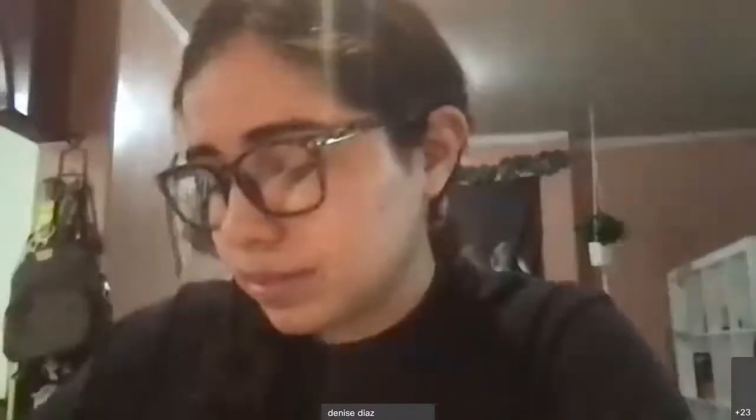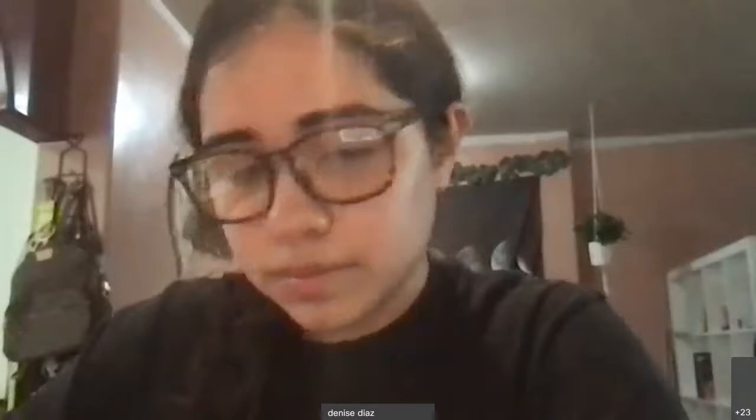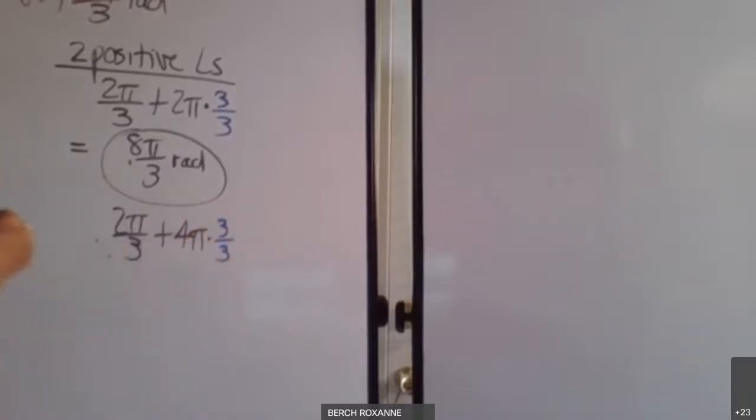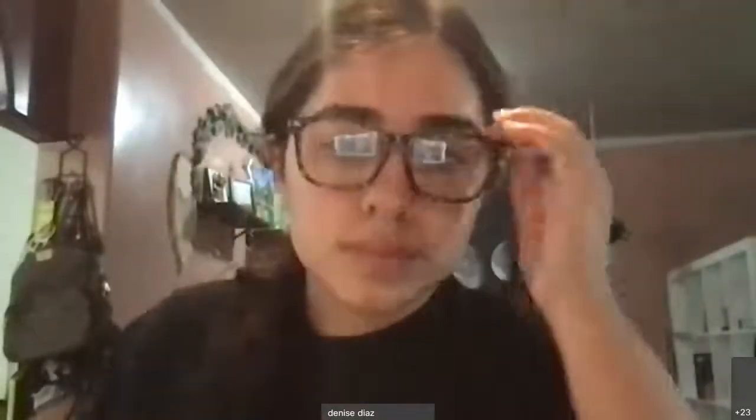So how would you find another positive coterminal angle? Add 4 pi. So how would you get the common denominator? Multiply by what? 2 over 3. So isn't this 2 pi plus 12 pi, which would equal 14 pi over 3? And like I said, if you don't want to skip that second step, don't.